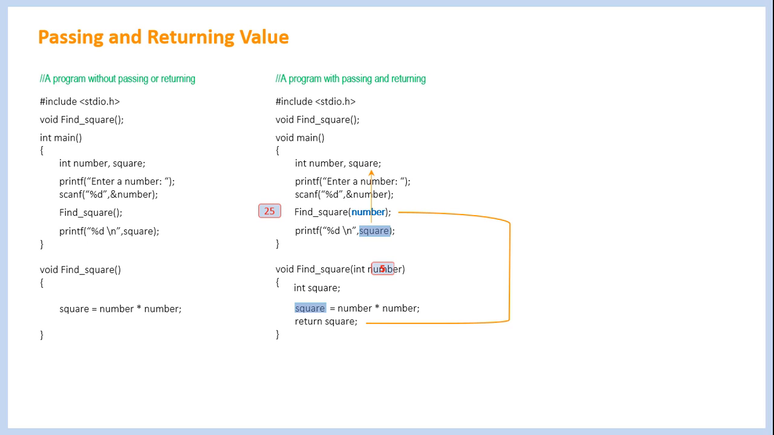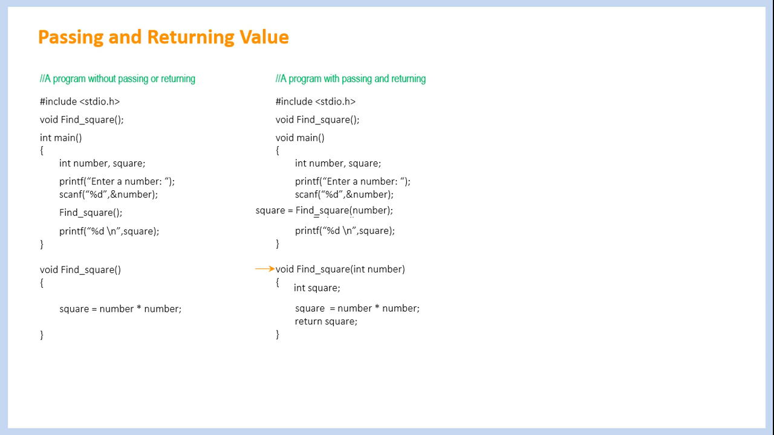Well, the problem is still not over yet. The value from function has come to main, but we haven't kept that value in a variable. So this is what you need to do. Now the value that has come to main, which is 25, will be stored in variable square. We need to make a change here.